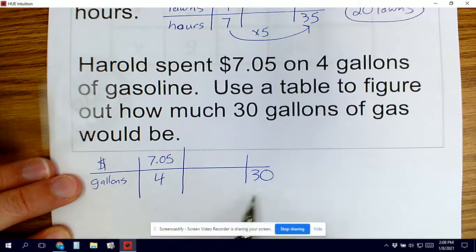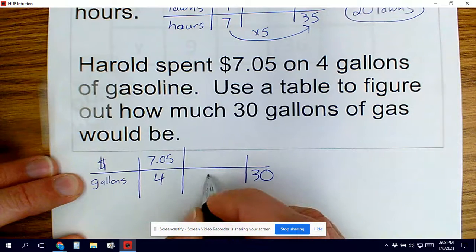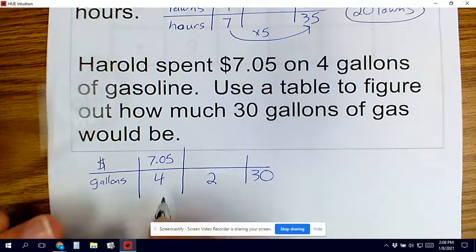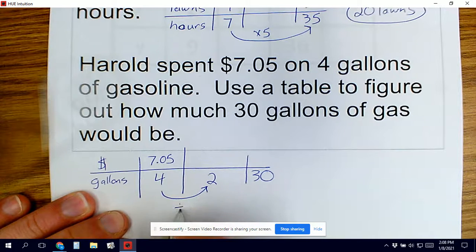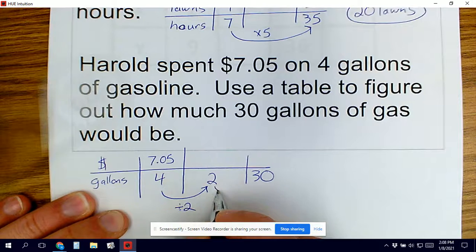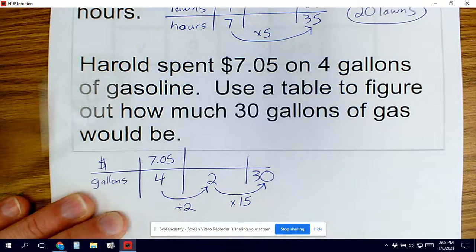Jumping straight from 4 to 30 is possible, but it's kind of difficult. So maybe you want to find an easier jumping point, a common factor between 4 and 30. I know they're both even, so they're both divisible by 2. Let's use 2 as a stepping stone. To go from 4 to 2, I'm going to divide by 2, because 4 divided by 2 is 2, and then I can jump easily from 2 to 30 by multiplying by 15. 2 times 15 is 30.